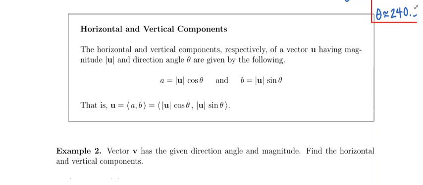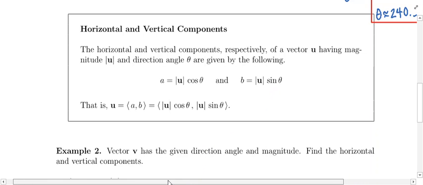Now we're going to go into more detail with horizontal and vertical components. It says the horizontal and vertical components, respectively, of a vector u having a certain magnitude and direction angle theta are given by the following. A, which is the horizontal component, is equal to the magnitude of the vector times the cosine of the direction angle, and B, the vertical component, is equal to the magnitude of the vector times the sine of the direction angle. So I want to show you to make sure you understand why these formulas are what they are.